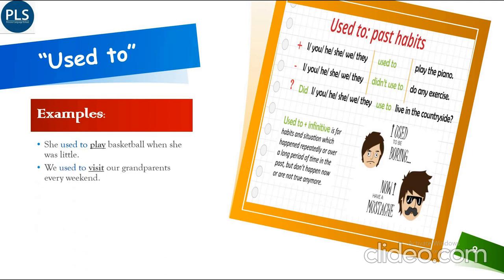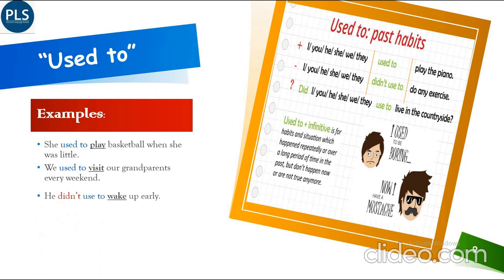Another example, we used to visit our grandparents every weekend. Like every weekend we went to visit our grandparents, but now as we are older we do not do it anymore. So it was a routine or a habit in the past, it happened in the past and we do not do it anymore. We, the subject, then used to, then visit, the verb in infinitive, then the rest of the sentence.